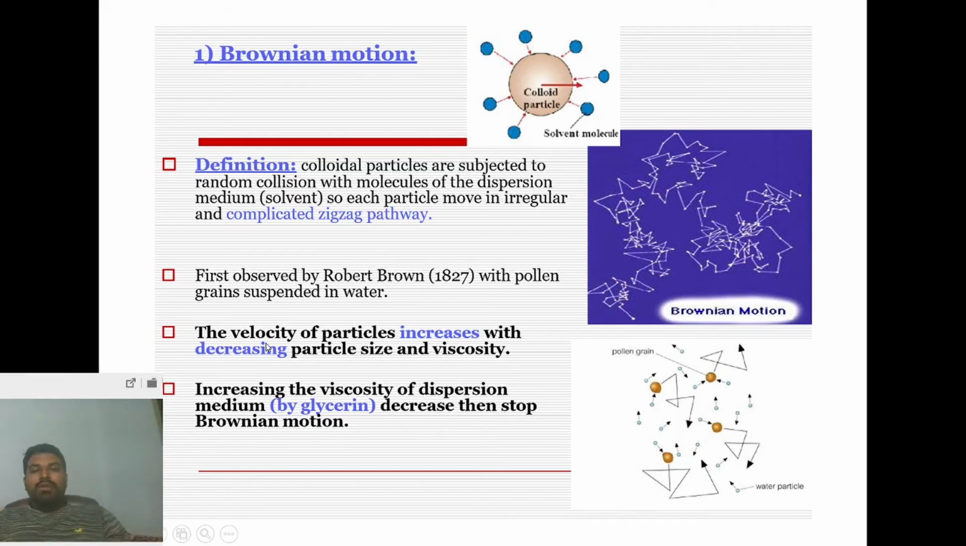Okay, the velocity of particles increases with decreasing particle size and viscosity. Now, increasing the viscosity of the dispersion medium by glycerin decreases, then stops, Brownian motion, means the particles which are moving in a random way stop if we increase the viscosity of that solvent.